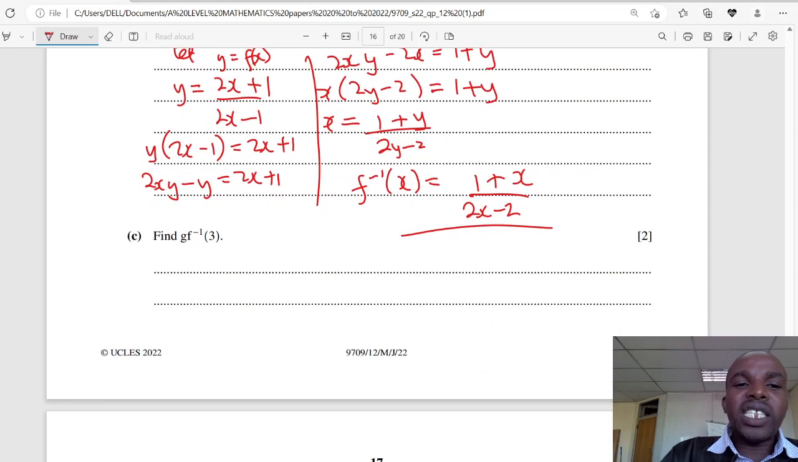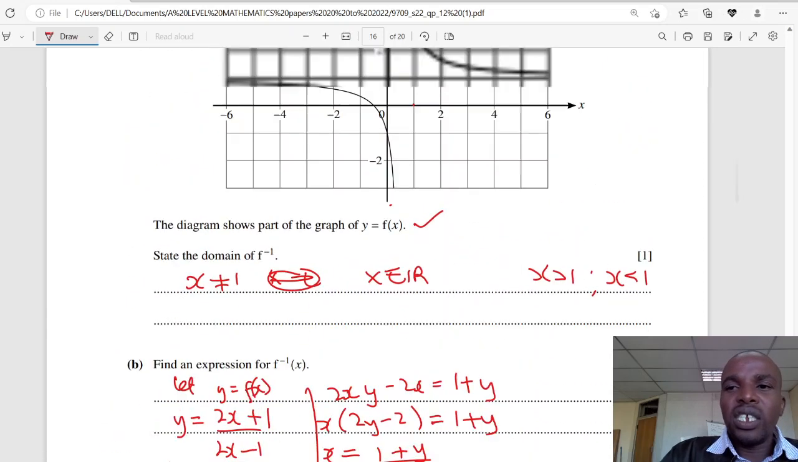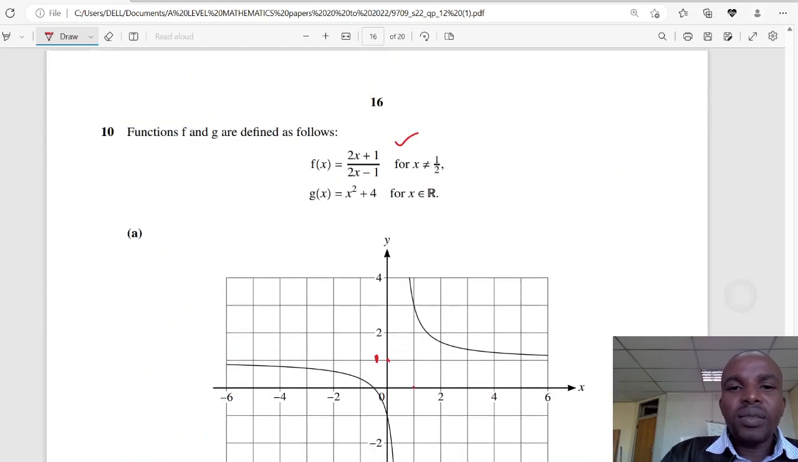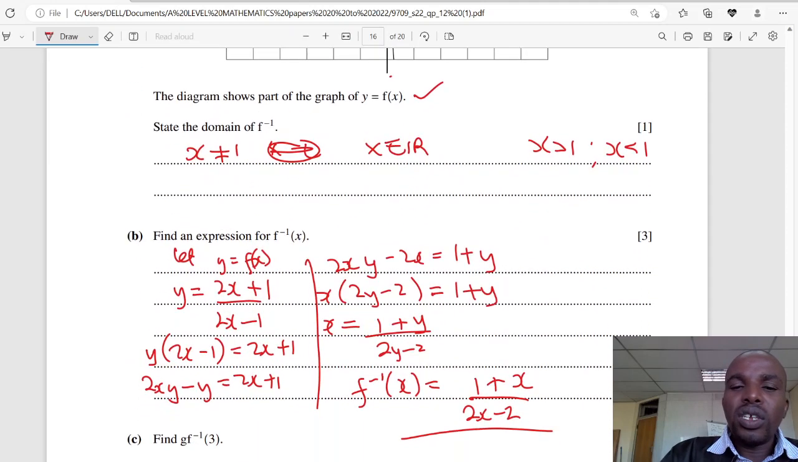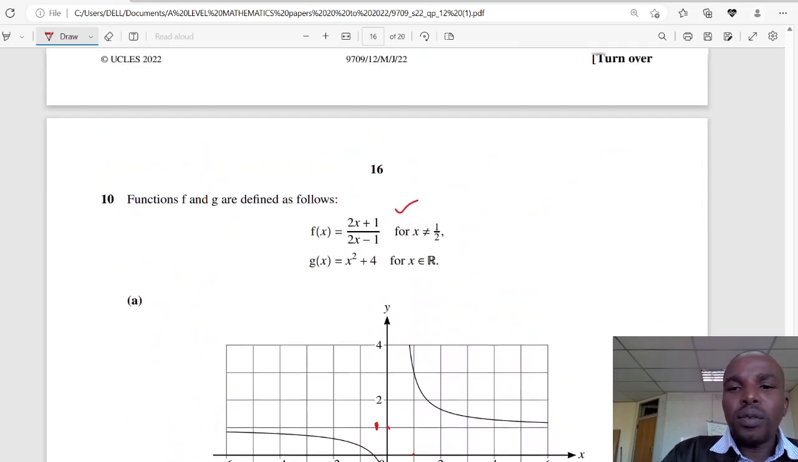Done. Next, find g inverse of f of 3. Where is our g? Our g is x squared plus 4. So first thing you find is g of f of x. That's the first thing that you have to do. So find g f of x, which is x squared plus 4.